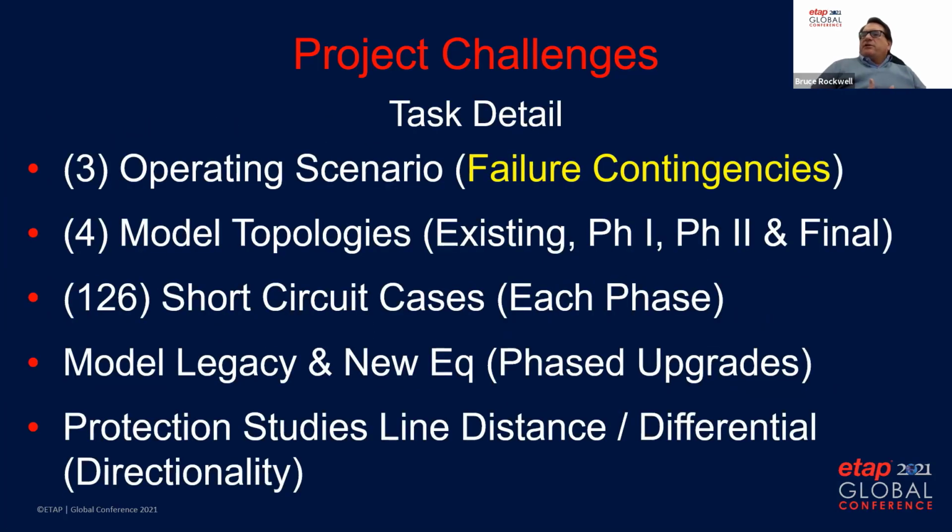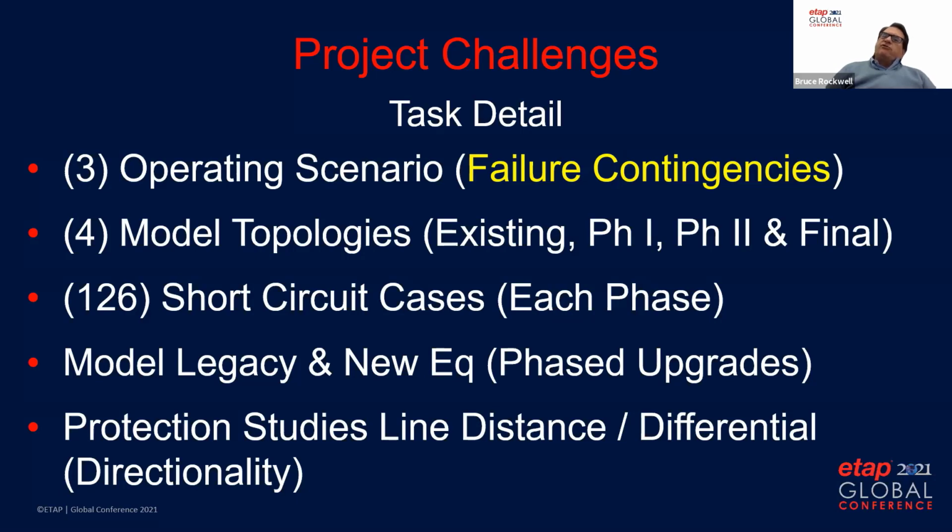So, we looked at 3 failure contingencies, 4 different model topologies. We looked at the existing model, a phase 1 construction model, phase 2 construction model, and a final design model. Each phase had 126 short circuit cases. So that's a lot of analysis. The ETAP integrated features with eTraX allowed us to go back and forth very quickly to do the short circuit case studies and evaluate the impact on load flow.